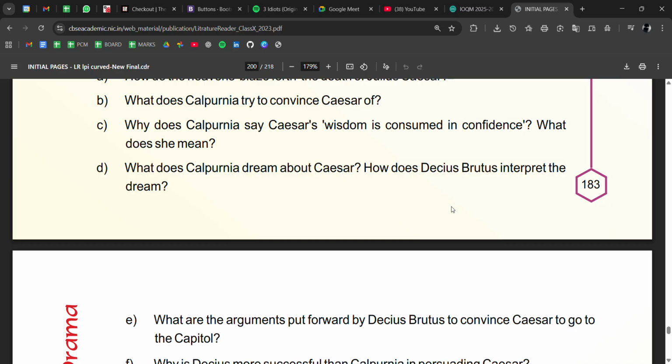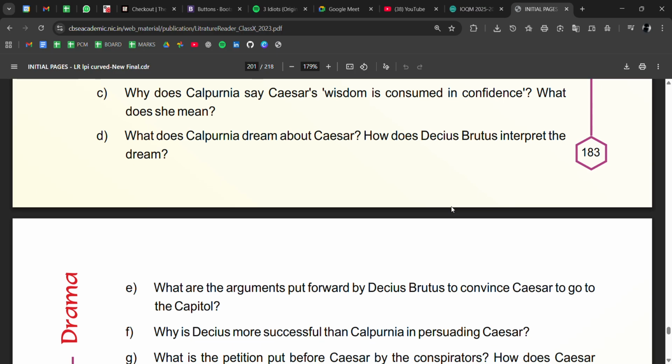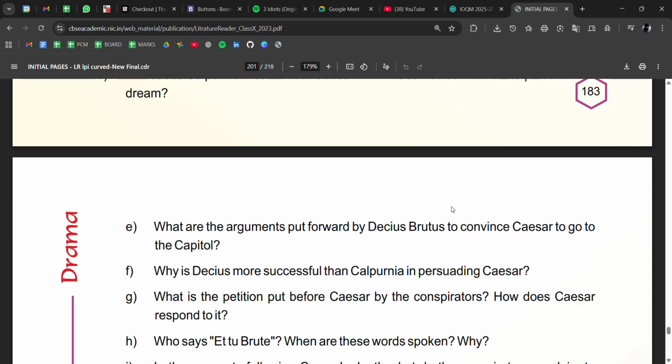By interpreting this dream as a vision of fear and fortune, he was successfully able to convince Julius Caesar to head to the Roman capital. Now, multiple arguments put forward by Decius Brutus, covered in the last question, also convinced Caesar to go to the capital. But primarily, the core factor here is interpretation in good faith, with a lot of reasoning and logic, which allowed Decius to stand out more than Calpurnia.